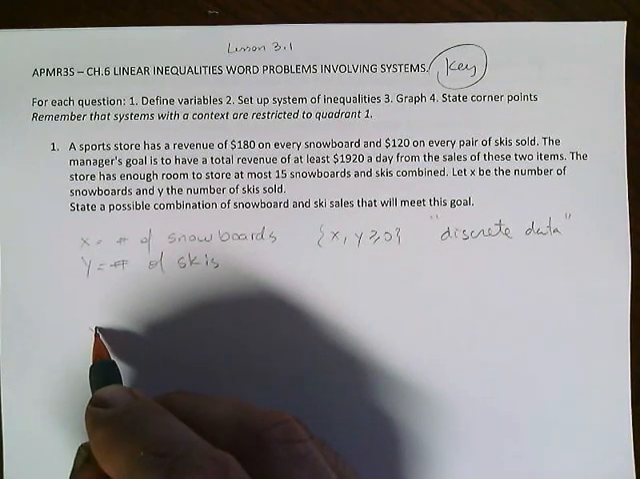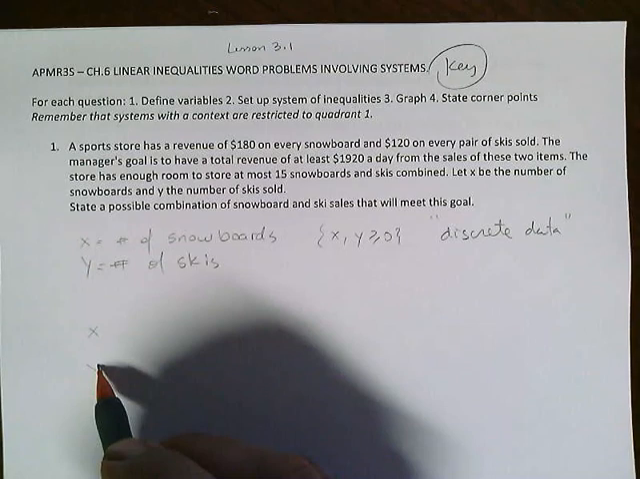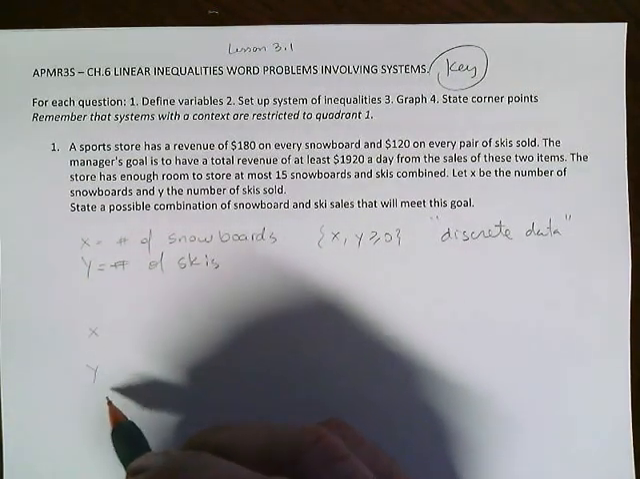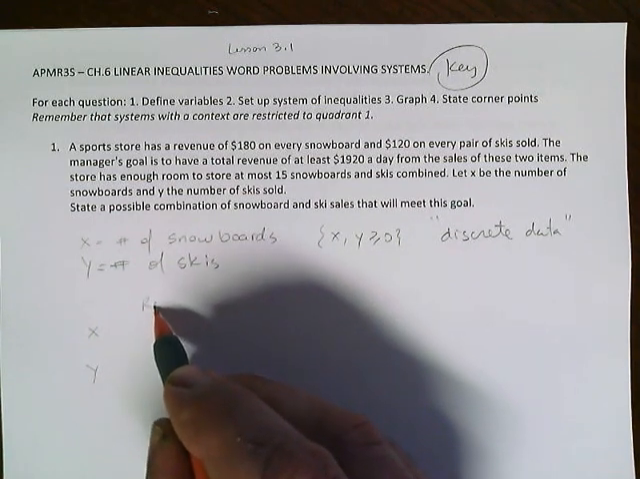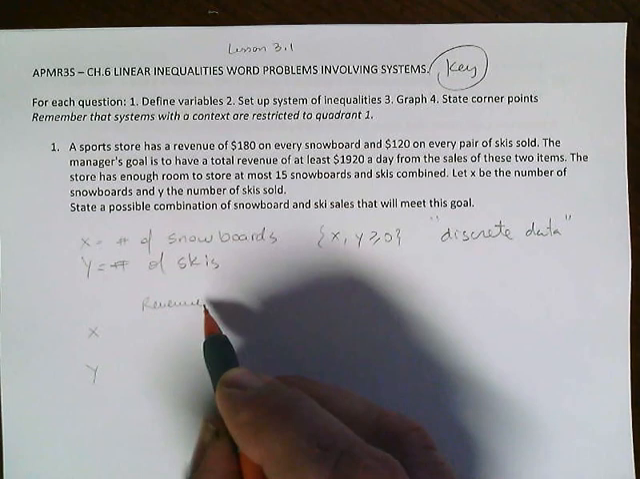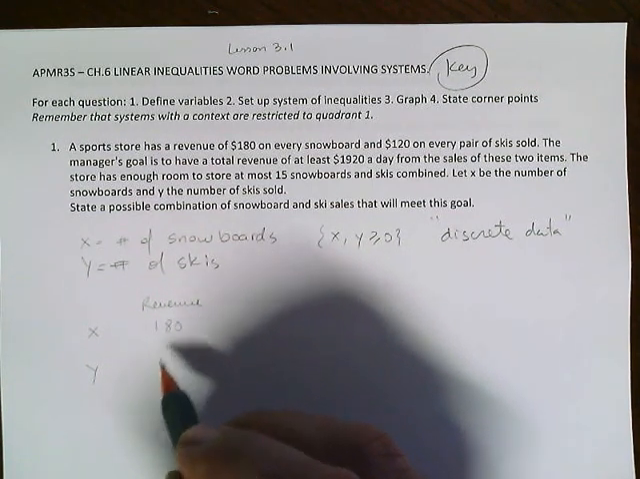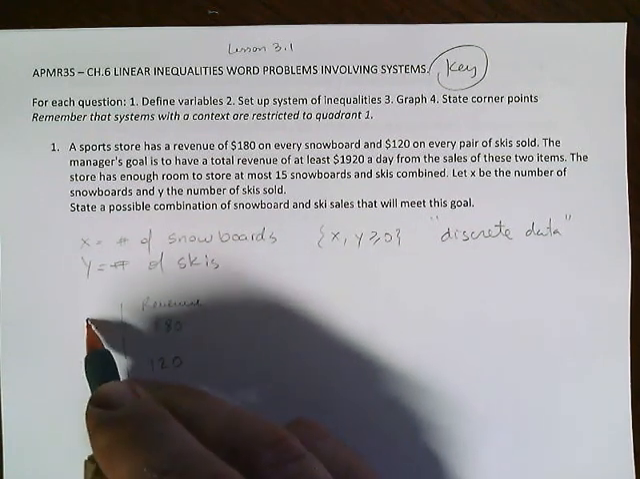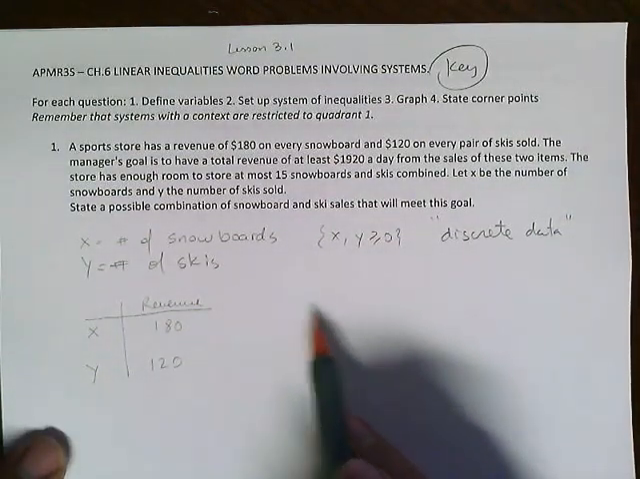So we'll have X and Y, okay? And so these are our variables, and we know that the revenue is 180 for a snowboard and 120 for a pair of skis. Okay, so we start making our chart here. And this could go on a bunch of times.